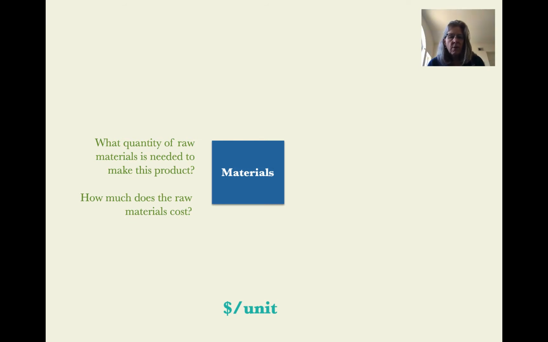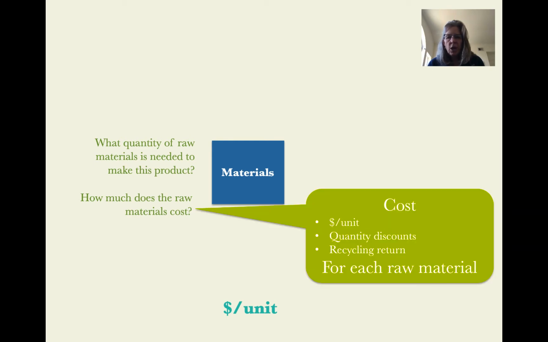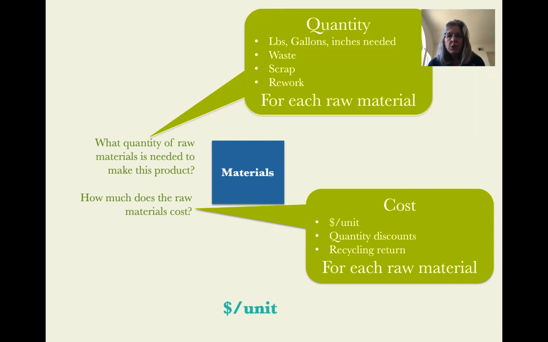So what is the quantity of raw materials needed to make this product, and how much does the raw material cost? When we talk about the cost, it's a per unit analysis, and we need to understand things like quantity discounts and the return for recycling. We're going to talk about recycling return, not so much about quantity discounts, but that needs to be considered when you're calculating the raw material cost. We also want to know how much is used, so not just the cost, but how much. A lot of this is a unit analysis, but we also need to make sure we're accounting for things like waste and scrap and rework.